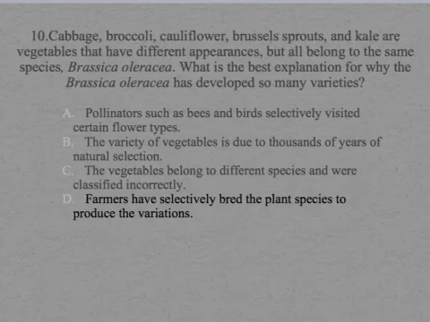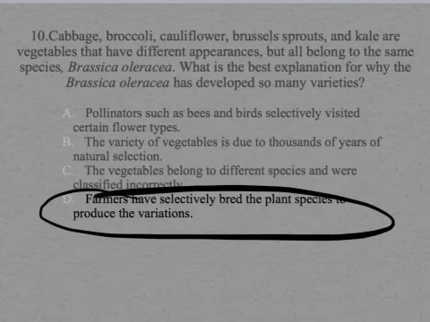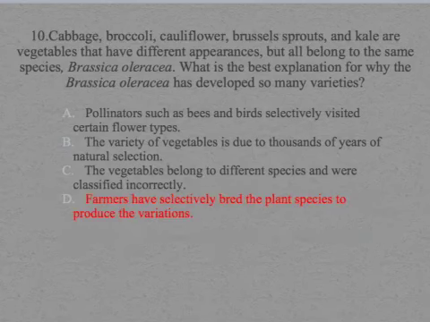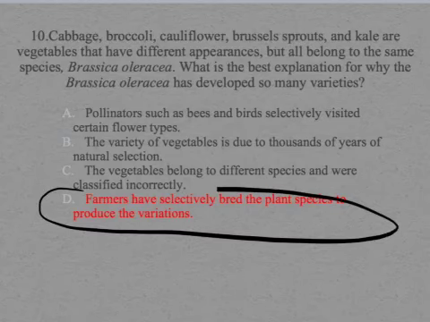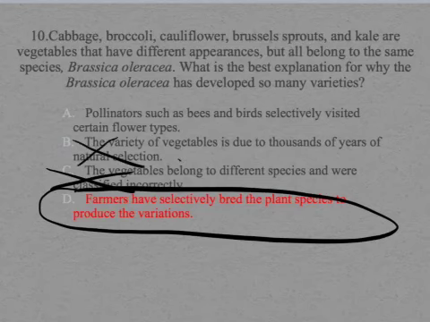Okay? So, again, what is the best explanation for why Brassica oleracea has developed so many varieties? The correct answer is D. Okay, C I know is wrong. The variety of no natural selection, that would probably narrow us down to one. But this one is, pollinators such as bees have selectively visited certain types. Well, that would mean that certain ones would not be around anymore. And if this was the case, we'd also see this going on in more plants. So, correct answer was D.